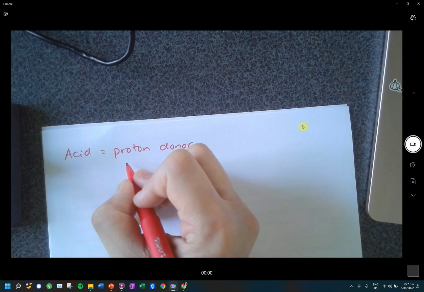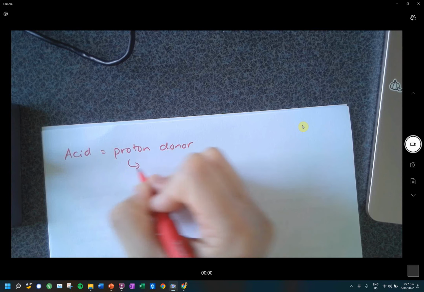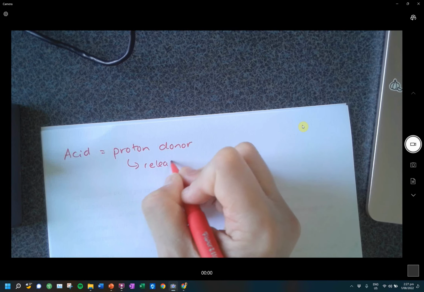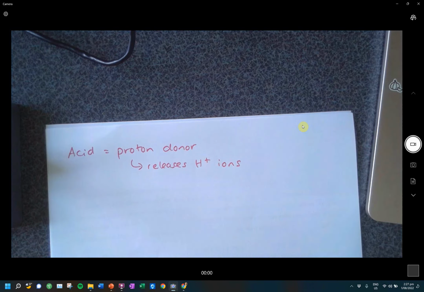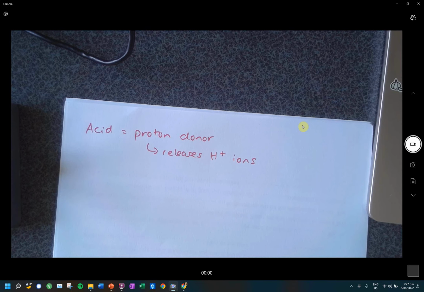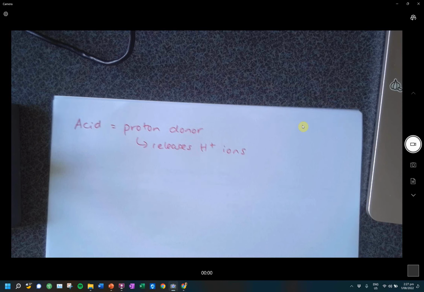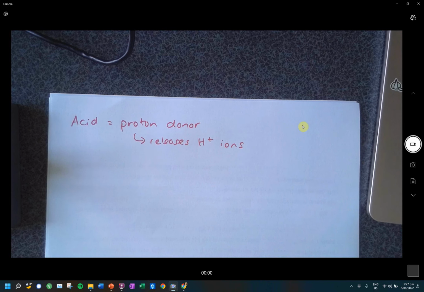So, say, for example, it releases the H plus ions. Are we good so far with that? Just hopefully ring a bell. Acids have properties such as when you taste them, they're sour. That's the best way to kind of describe what an acid is.